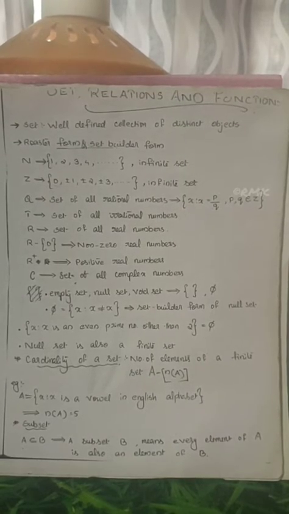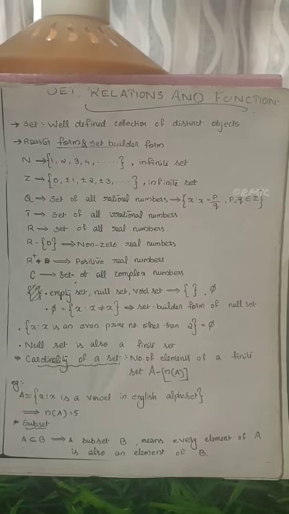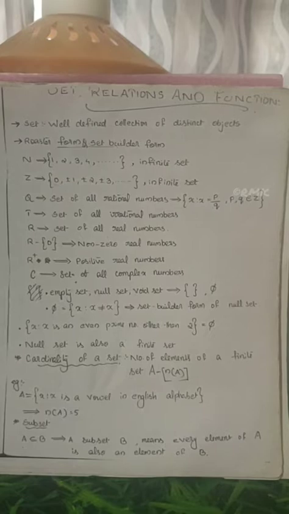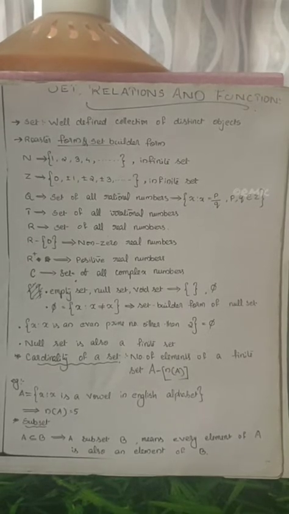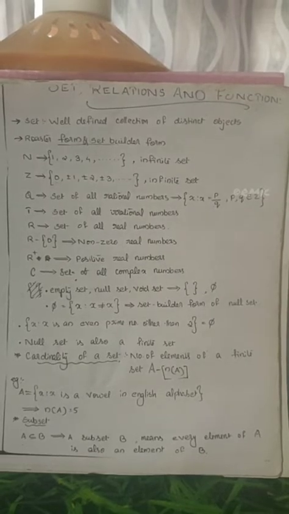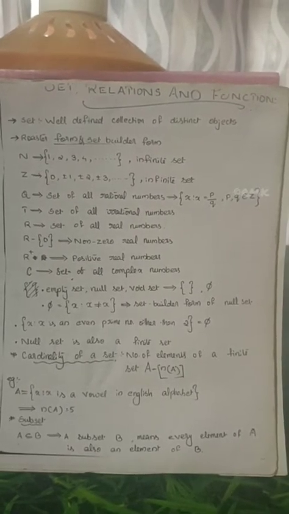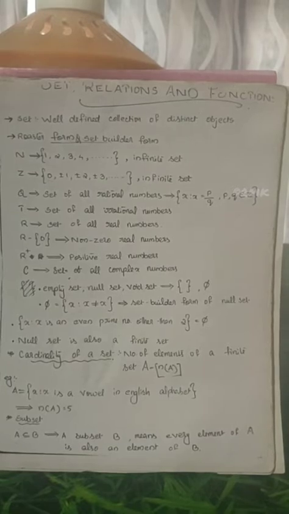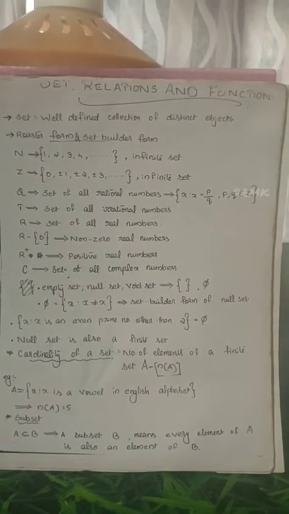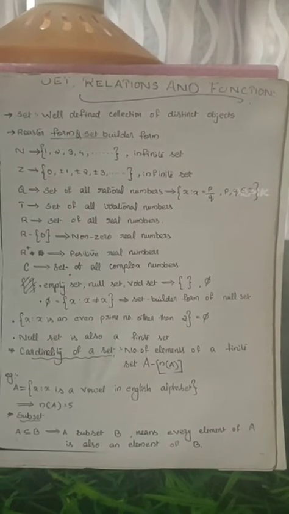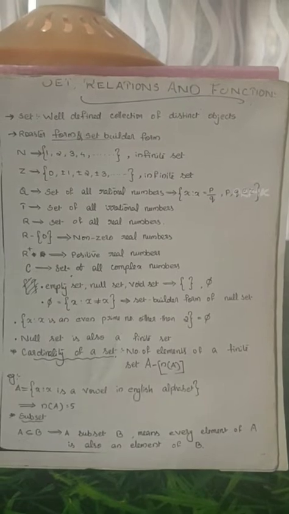An empty set, null set, or void set contains no elements, and is denoted by these two symbols. A very important point is the set builder form of the null set: set of X such that X is not equal to X. The set of X such that X is an even prime number other than 2 is an empty set. The null set is also a finite set.